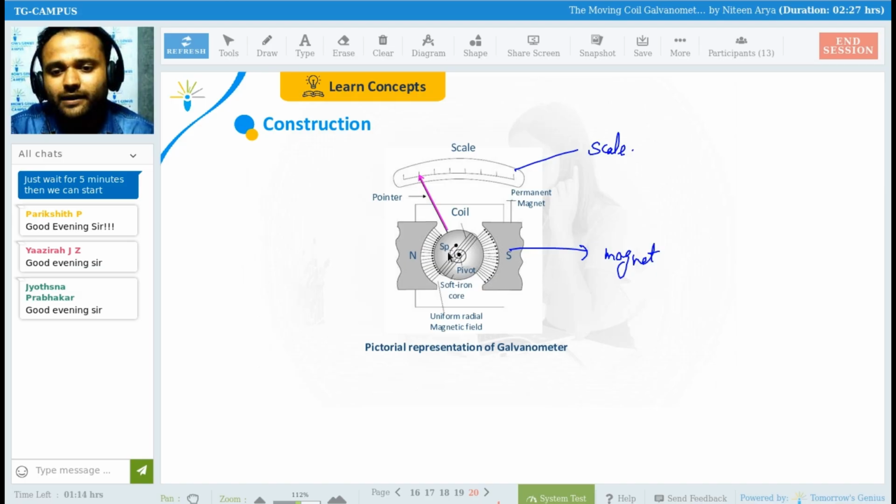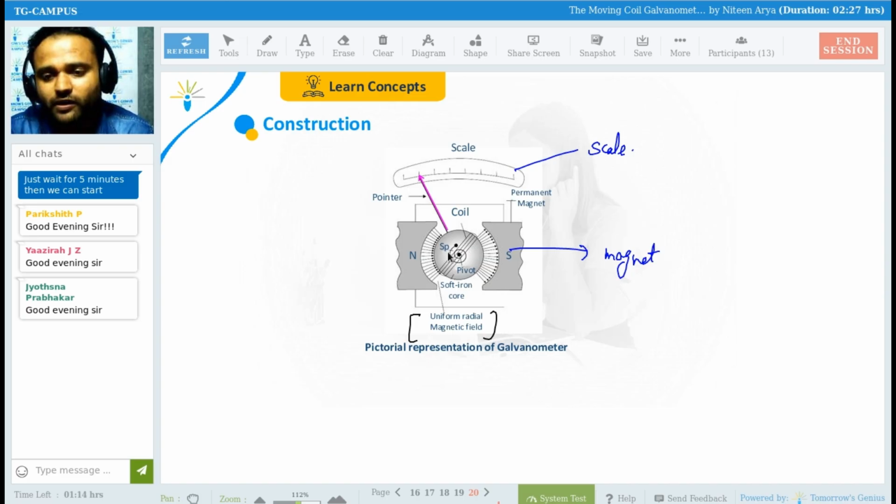Here we have a soft iron core, just for a uniform radial magnetic field. And this is your pivot. The pivot is going to rotate whenever we flow the current, because it is a coil. Whenever we flow the current in the coil, this particular coil behaves like a magnet, and it is already in a magnet's field, so it is going to rotate. Is this clear?